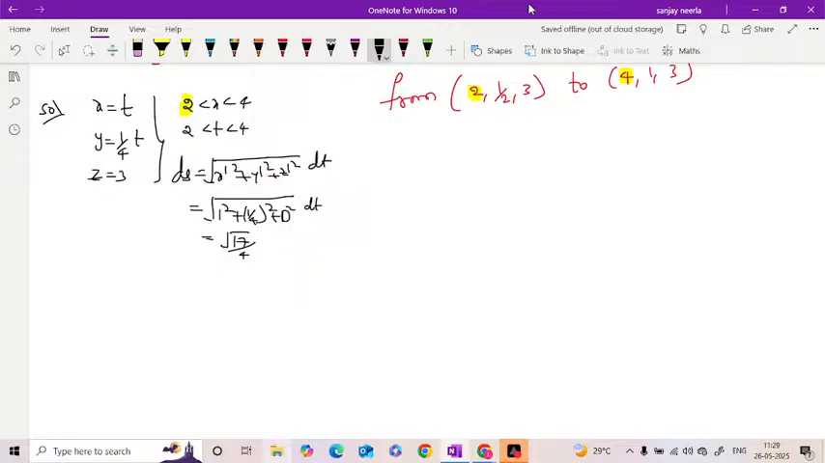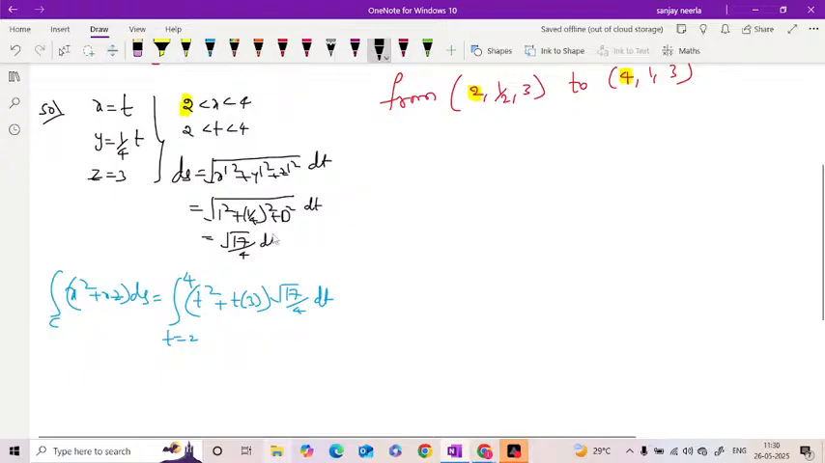Now come to the question. Our question is the line integral of x square plus xz into ds. Now substitute all the values. The t values are 2 to 4, and x is t, so x square is t square, and xz is t into 3, into ds, which is root 17 by 4 into dt. Now just calculate, and we will get the line integral.